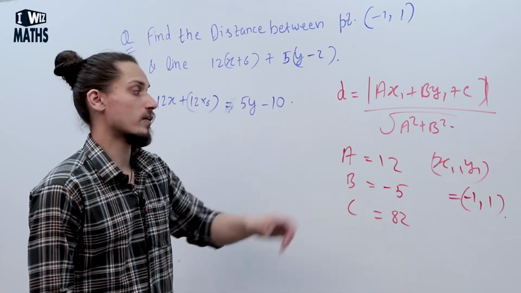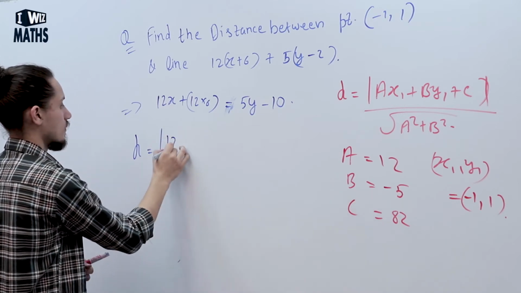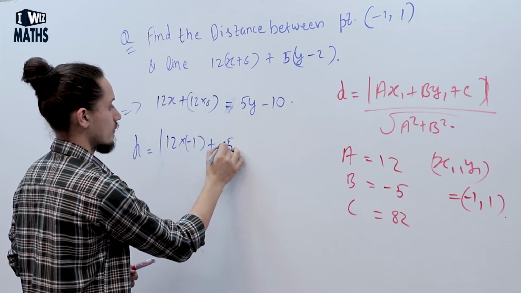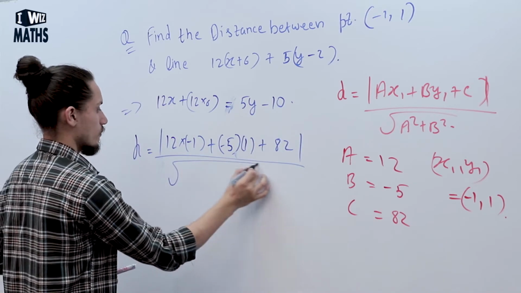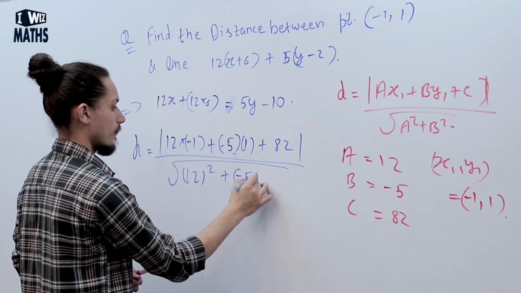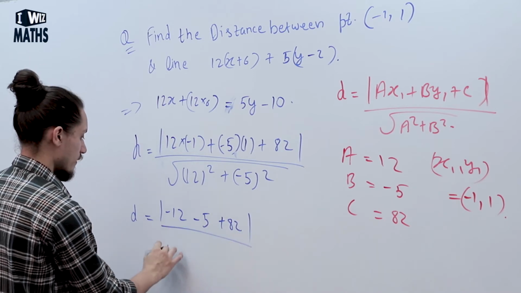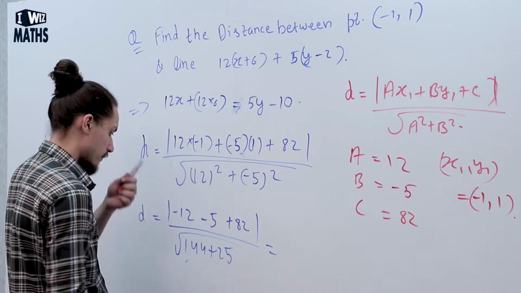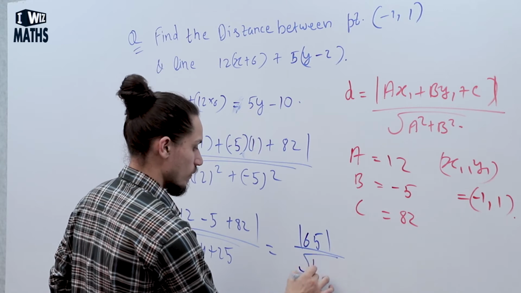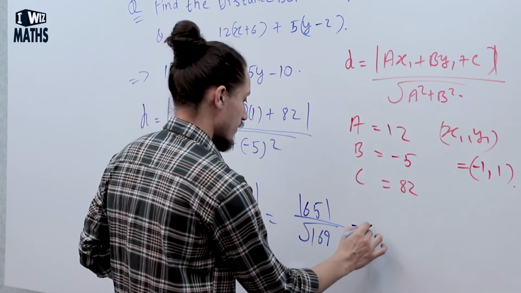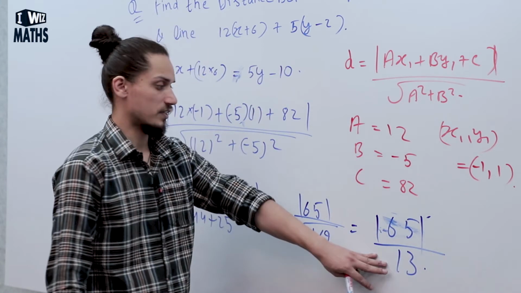Now using all these values in this formula we get d is equal to a that is 12 into x1 that is -1 plus b, -5 into y1 that is 1 plus c that is 82, mod divided by under the root a square plus b square, which gives us d is equal to mod of -12 -5 plus 82 divided by under the root 144 plus 25, which is equal to 82 minus 5 minus 12 gives us mod 65 divided by under the root 169. अब 169 का स्क्वायर रूट क्या होता है, 13, so we get mod of 65 divided by 13, which is the distance between this point and this line.